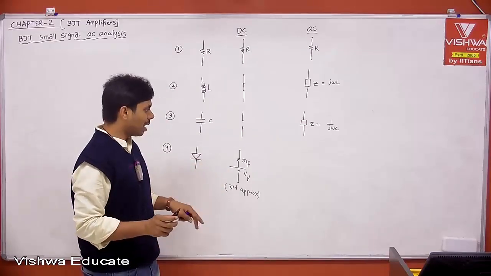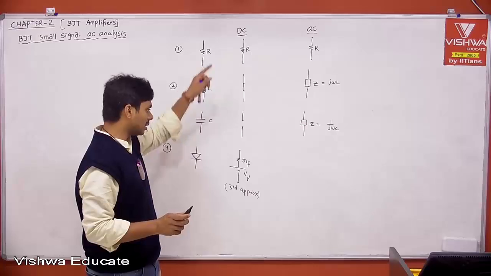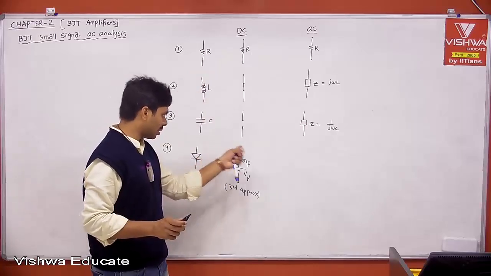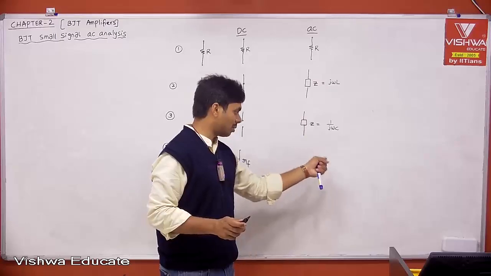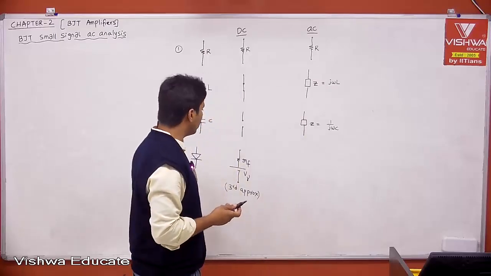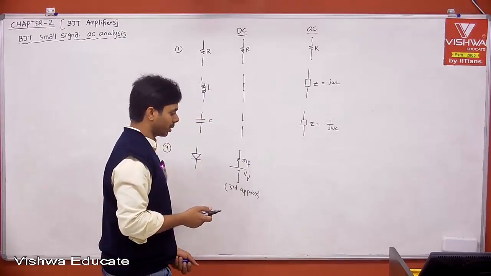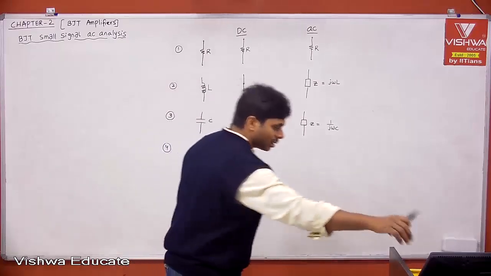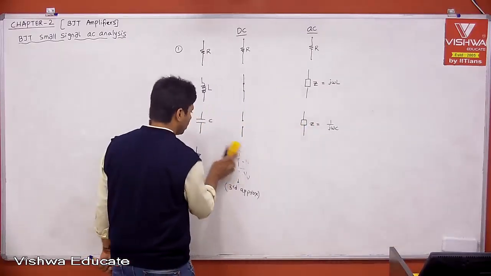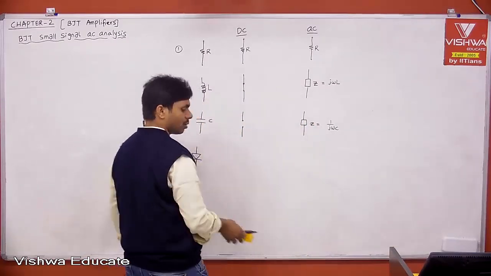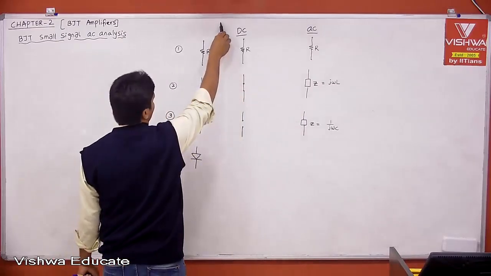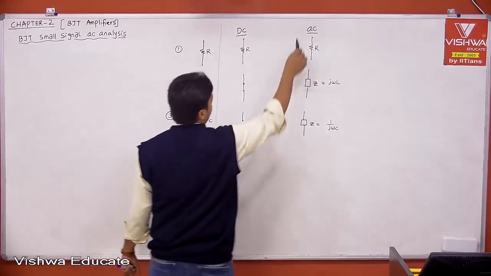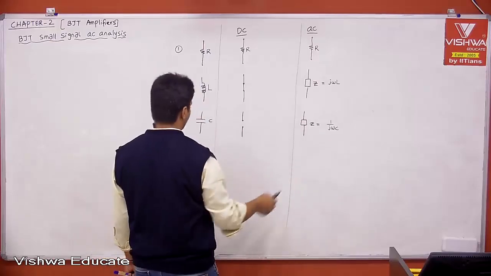But I don't have space, or otherwise I can say under DC: first approximation, second approximation, third approximation. And under AC: first approximation, second approximation, third approximation. If you want, I can give you like that also. Maybe that will be clearer for you. Let me give you. Anyway, I need more space. This is not enough. Therefore, the same PN junction diode, this is under DC, and this is under AC.